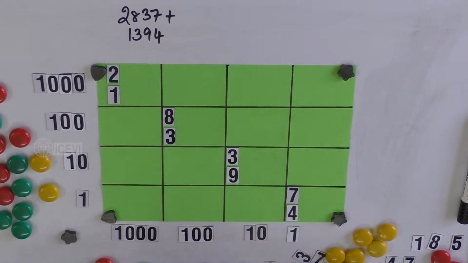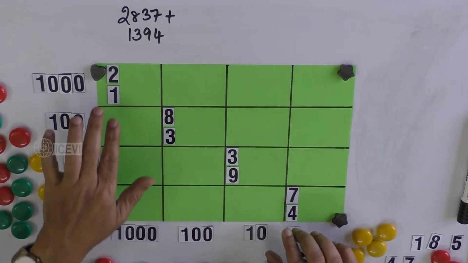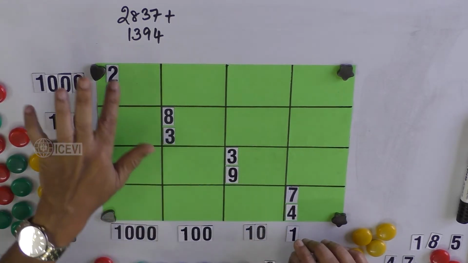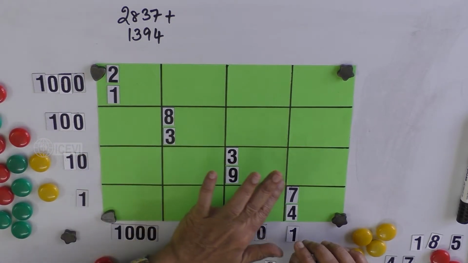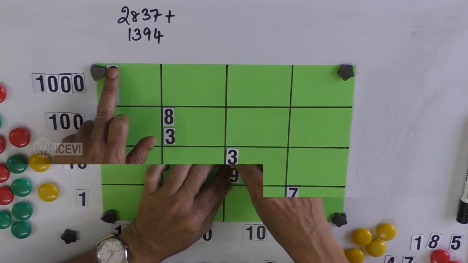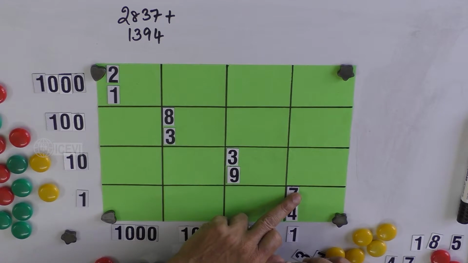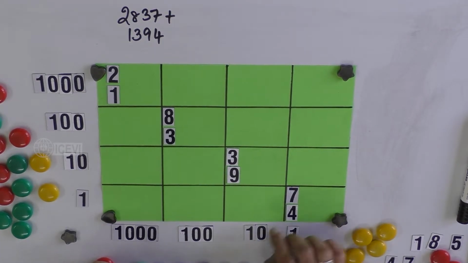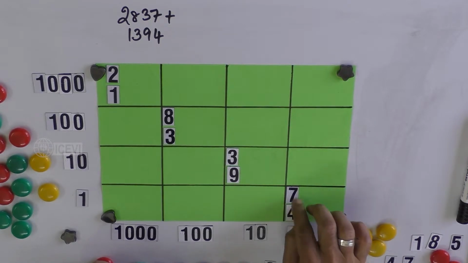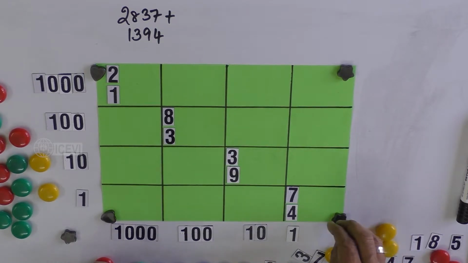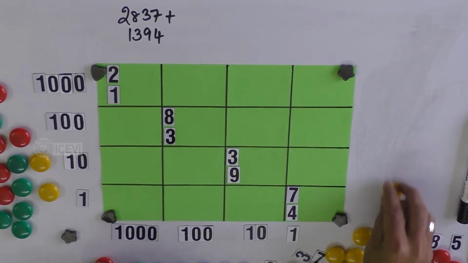Now we have to do addition. So what we do, the second number, that is 1394, is added to the first number, that is 2837. All numbers have Braille markings, so it is very easy to identify. Any changes and modifications you do, that should be with respect to the first number only. So what we do, add 4 with 7. What is 4 and 7? 11. If the child is not able to do it by memory, you can use the beads also.